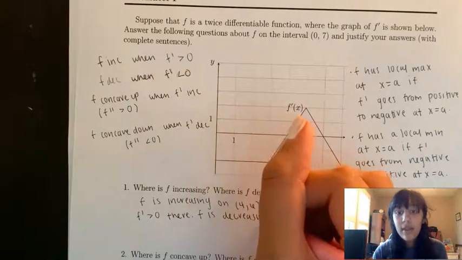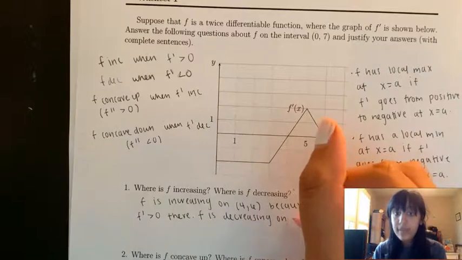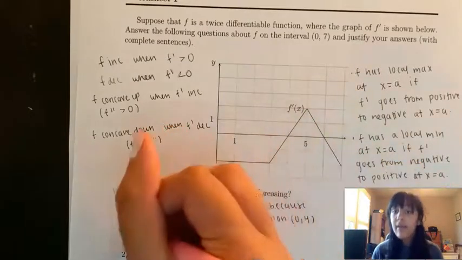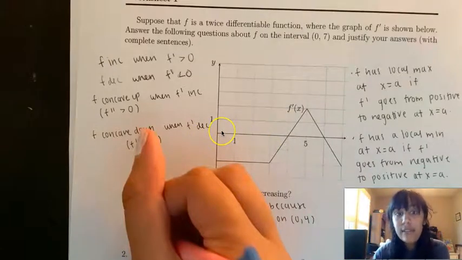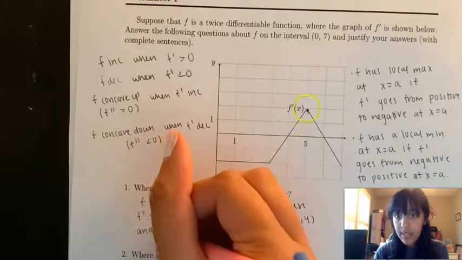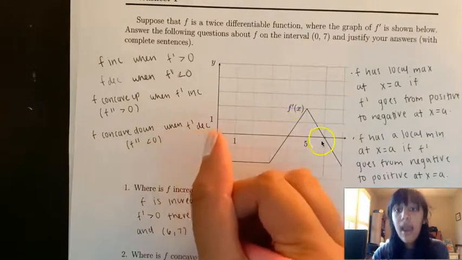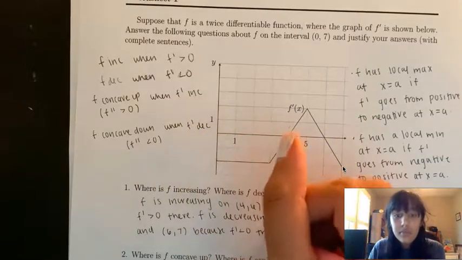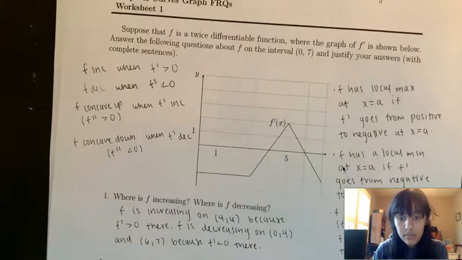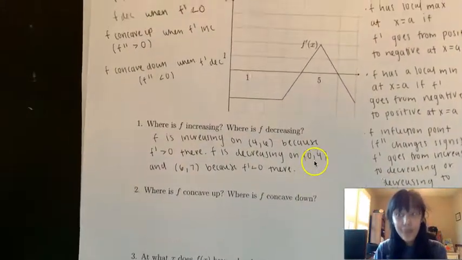Then when we're looking at where f is decreasing, f is going to be decreasing whenever f prime is less than 0. So if we're looking at this graph and we want to see where f is decreasing, it's going to be whenever this line f prime is negative. So it's below the x-axis from 0 to 4. And then it's increasing at this point, so we're going to take that out. And then it starts decreasing again from 6 to 7. So that's all we need to do for question 1.